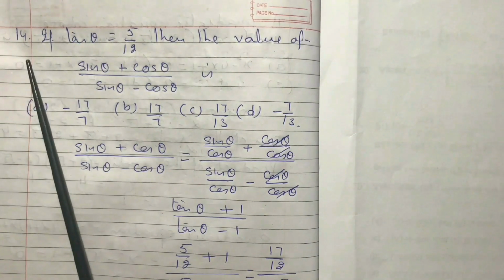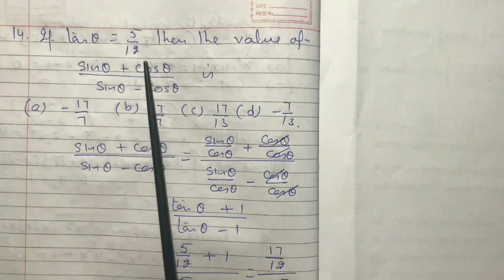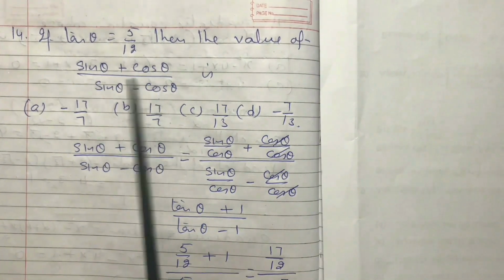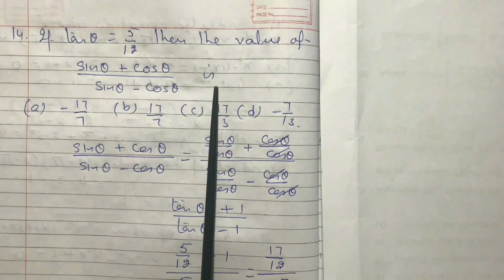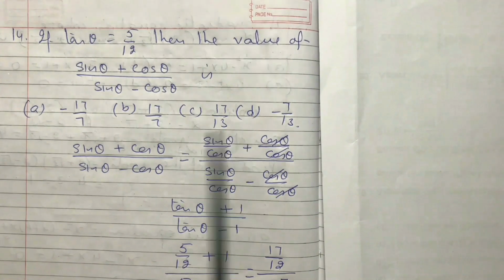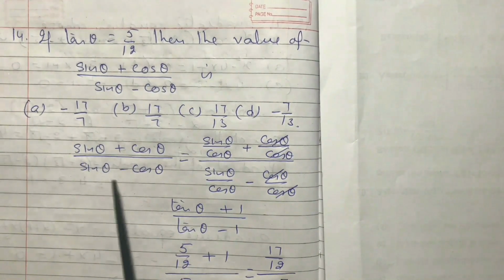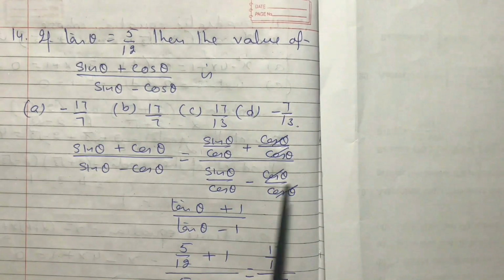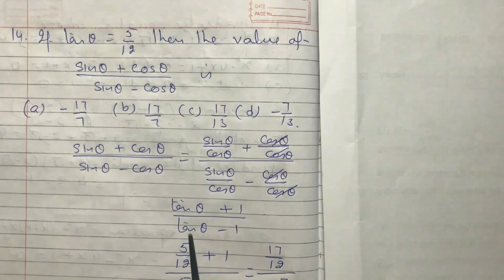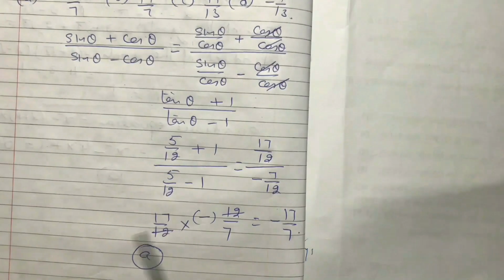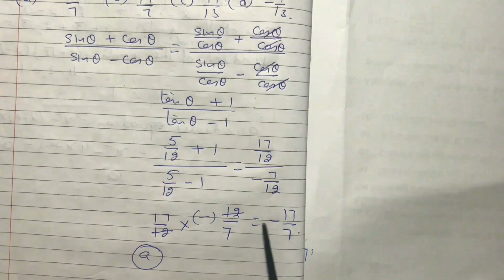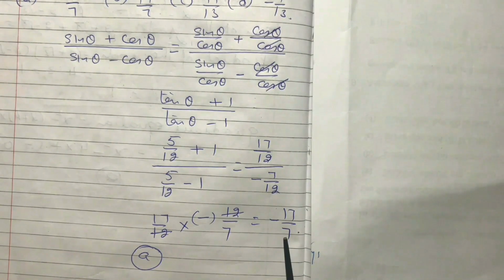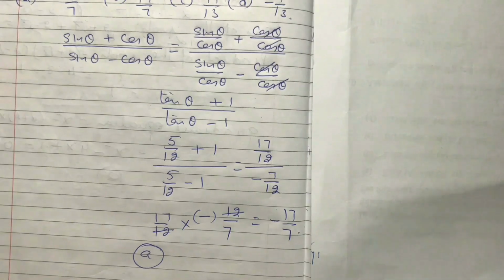Now the 14th question is, if tan theta is equal to 5 by 12, then the value of (sin theta plus cos theta) upon (sin theta minus cos theta) is, again there are 4 options. Divide numerator and denominator by cos theta. You will get (tan theta plus 1) upon (tan theta minus 1). Substitute the value of tan theta. After substituting the value, you will get minus 17 by 7. So A is the option.